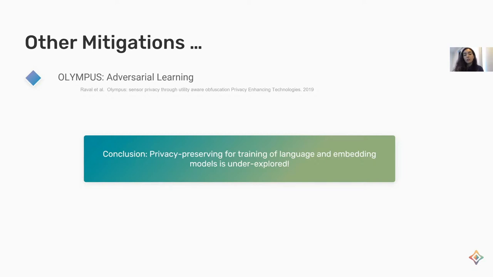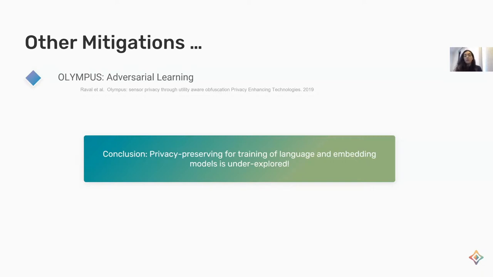There are other mitigations as well, which mainly target sensor data privacy, but can be extended and used for NLP tasks as well due to the sequential nature of the data. Because of lack of time, I will only share their names with you in the paper list, and you can read them if you want yourself. Here, I've only brought Olympus, which is a method that uses adversarial learning to protect sensor data. There are also works that use encoders and decoders to decrease the amount of information, and I encourage you to also have a look at them.